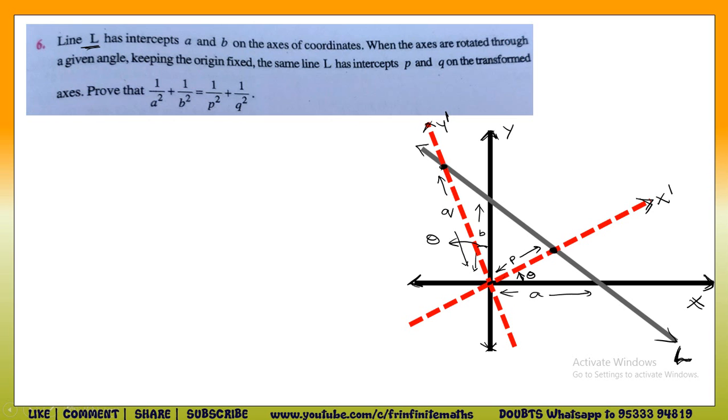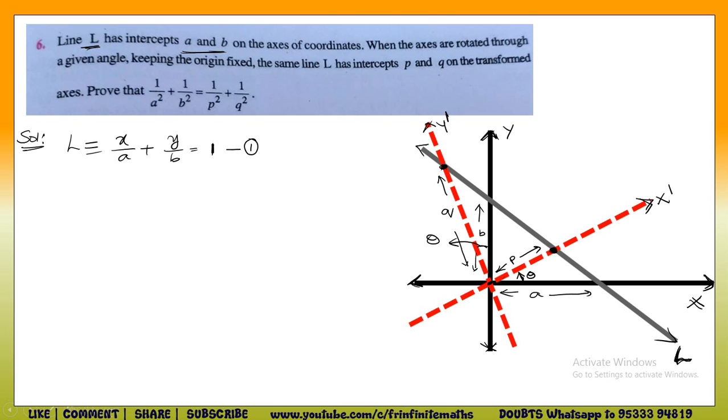Now what I am going to do is, from this figure, first of all, for the given line equation, what he said is a comma b are the intercepts, right? So if a comma b are the intercepts, then the given line L I can write as x by a plus y by b is equal to 1. x by a plus y by b is equal to 1. Let this be equation number 1.